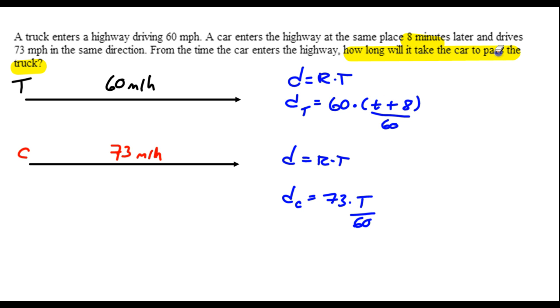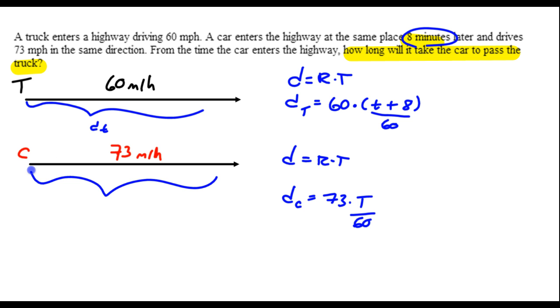The question is, how long will it take the car to pass the truck? Well, it may not take hours. It's probably going to take minutes, because it tells us right here that it has an 8-minute head start. So really T plus 8 would mean an 8-hour head start, because this is in hours. But if you divide it by 60, now we're in minutes. So, all right, check this out. This whole distance right here is dt.